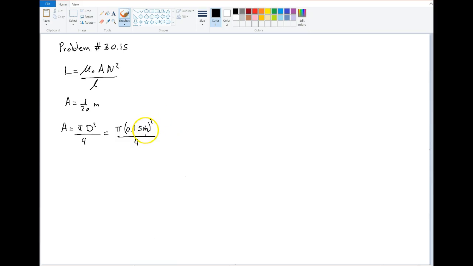Would somebody do this one? 2.25 times 10 to the minus 6 square meters, all divided by 4. What is 2.25 pi divided by 4? 1.8 times 10 to the minus 6 square meters. Okay, so we have the area.